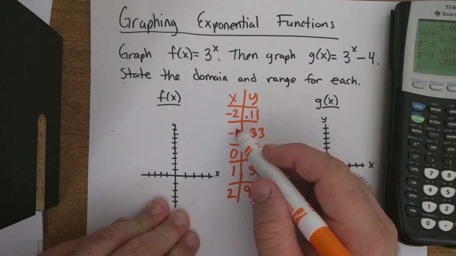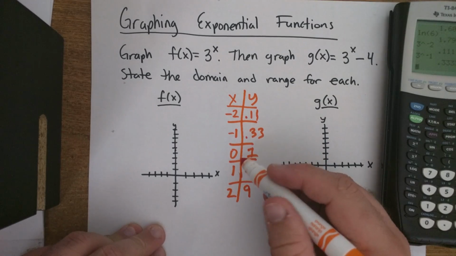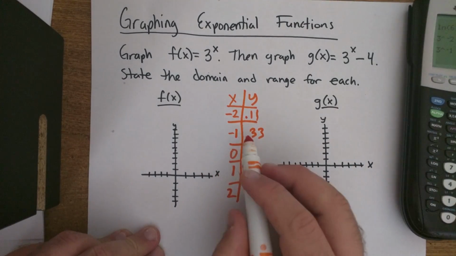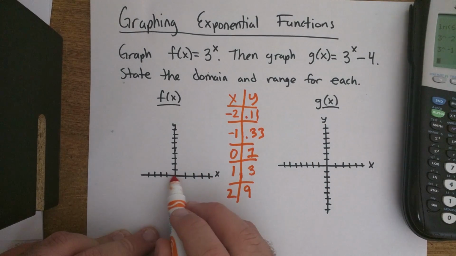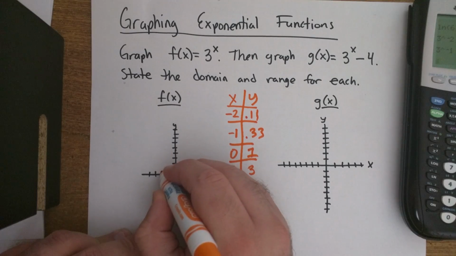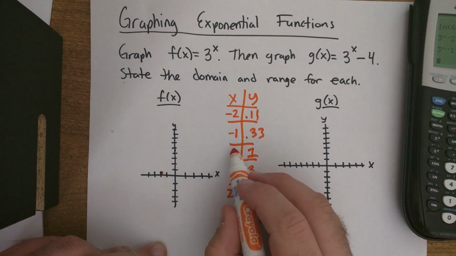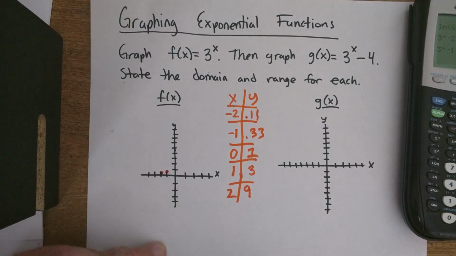So you can use a calculator for negative ones, but for the positive ones, it should be pretty easy. Remember, anything to the power of 0 is 1. So now I have -2.11. Let's find that point. -2.11. So it's very, very far down there. It's right there. -1.33. -1.33 is right here.